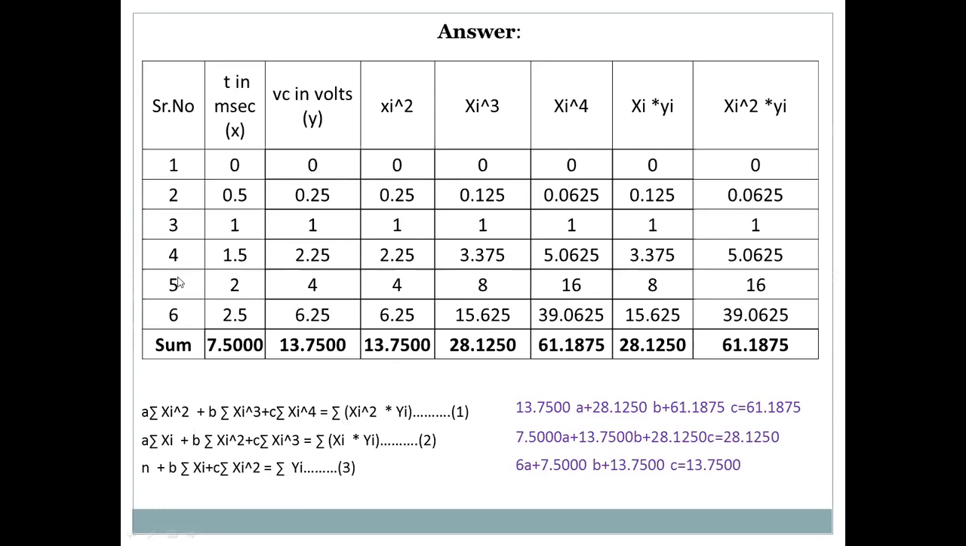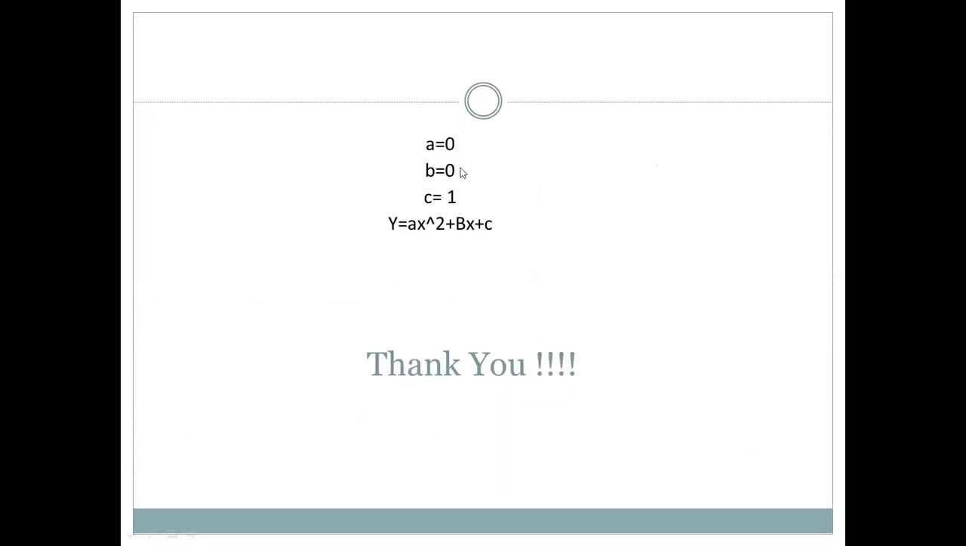So after getting all these sums and putting them in these normal equations, we'll get these three equations in the form of A, B, and C. Solve these three simultaneous equations, you will get A equal to 0, B equal to 0, and C equal to 1. So you will get here y equal to c.